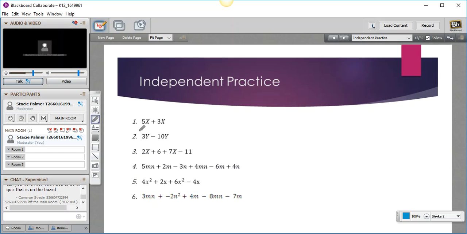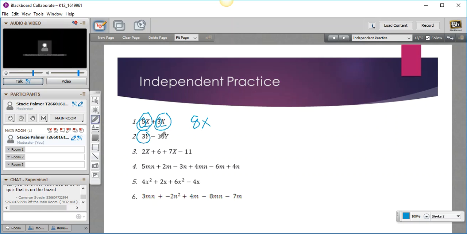Question number 1, 5x plus 3x. To simplify an expression, you combine like terms. We know that these two are like terms. They both have an x to the first power. So to combine them, we add the coefficients. 5 plus 3 is 8x. Okay, let's try another one.